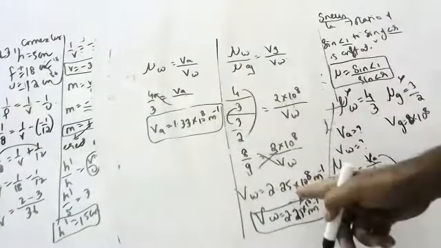Okay, children, so 2.25 into 4 is how much? 9. 9 by 3 is 3. So velocity of light in air is 3 into 10 to the power of 8. See now, children, this is the correct answer. There was a printing mistake, so I took it like that and I was doing it without any thinking.